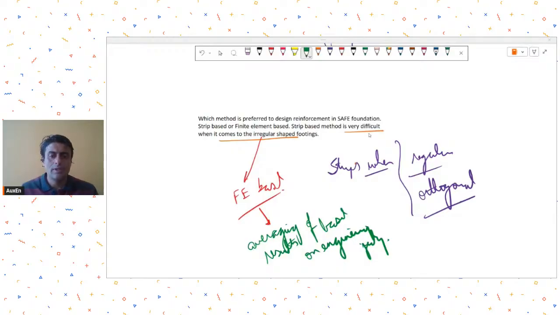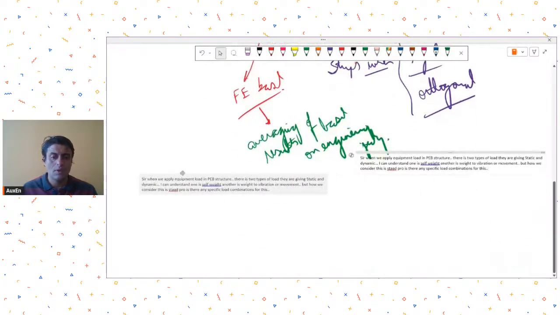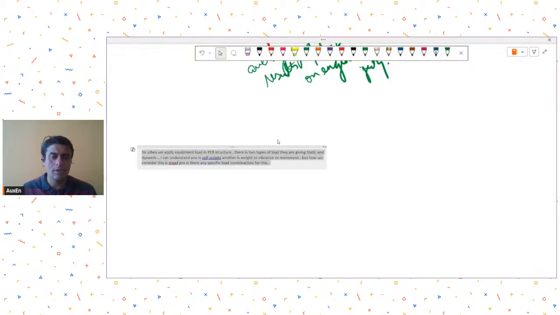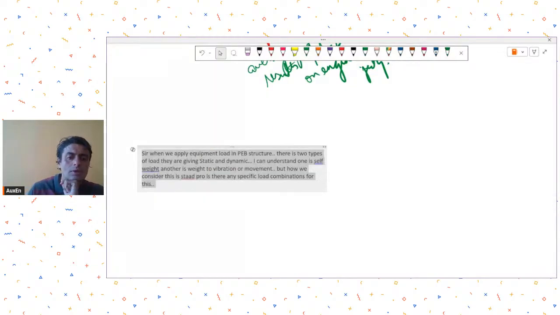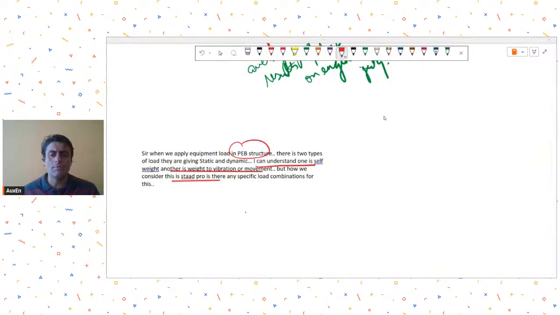So his query is, when we apply equipment load in PV structures, there are two types of load. They are giving static and dynamic. I can understand one is self weight, another is weight to vibration or movement. But how we consider this in STAAD.Pro? So this is not only for pre-engineered structures, but any building for which you are providing equipments.